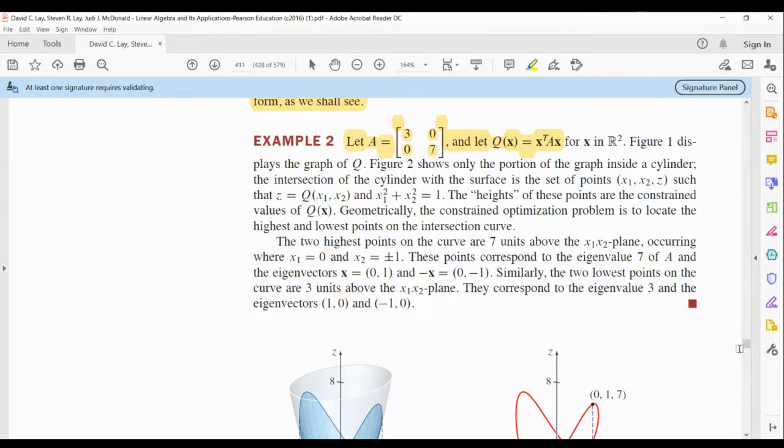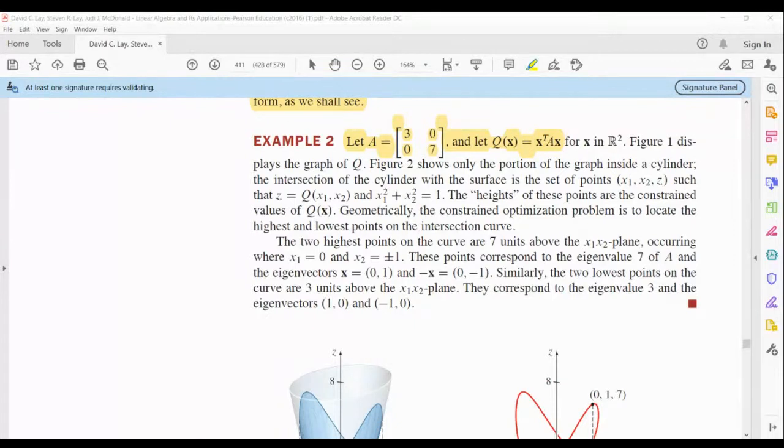Okay, so let me ask you, is there any cross product terms to this quadratic form in example 2? Are there any cross product terms? No, because you have zeros off the diagonal. That's right, Solon. That's right, Robin. And so the quadratic form is going to be 3x1 squared plus 7x2 squared.